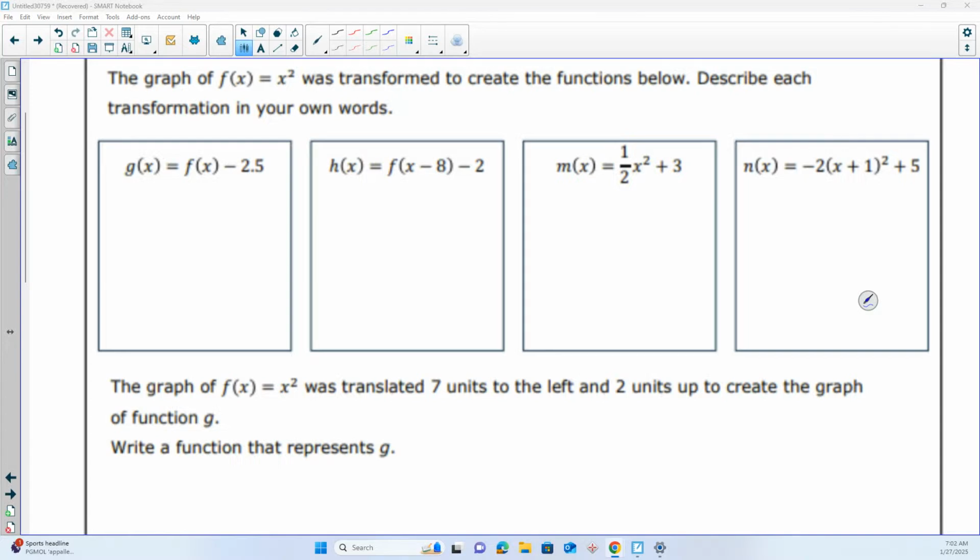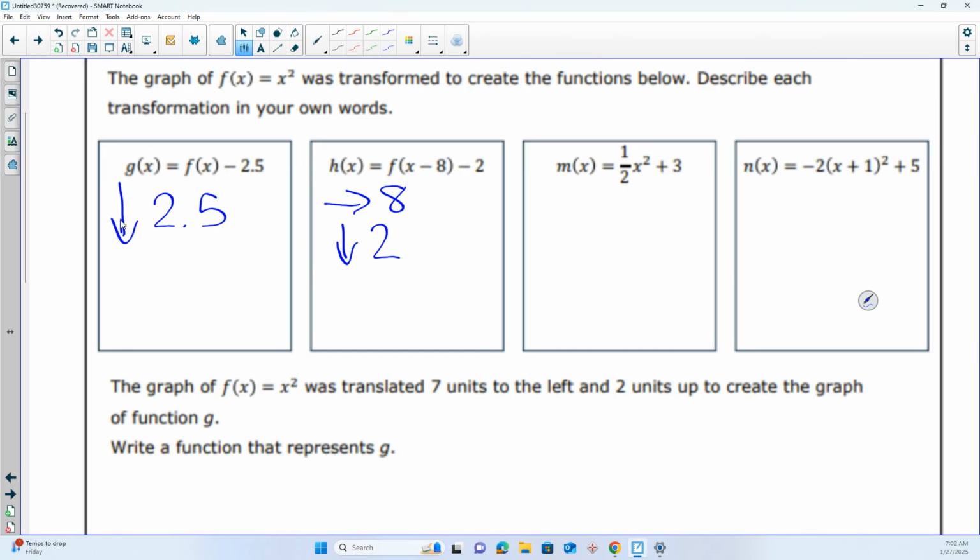All right, let's look at our first example. Always start with your parent function and describe what happened. So you can grab both of these, or you can look back at your notes and see that subtracting something outside the parentheses is a shift down. So you can just put a down arrow, 2.5. Subtracting something inside the parentheses shifts right, 8. And subtracting something outside the parentheses is a shift down, however many it says to shift down to.